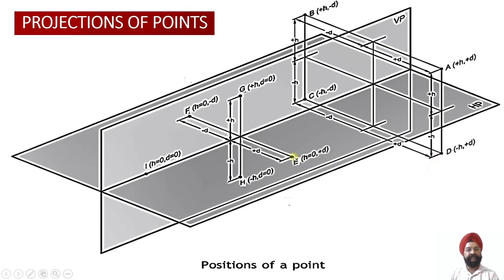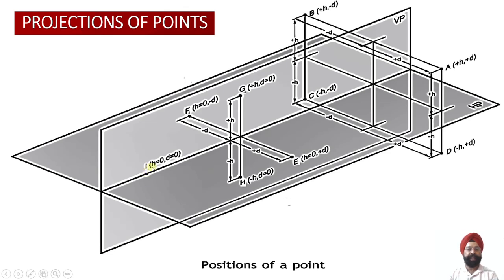Similarly, point E lies in the horizontal plane but in front of the vertical plane. Point F lies in the horizontal plane and behind the vertical plane. Then point G lies in the vertical plane but above the horizontal plane. Point H once again lies in the vertical plane but below the horizontal plane. And finally, point I lies in both HP and VP.